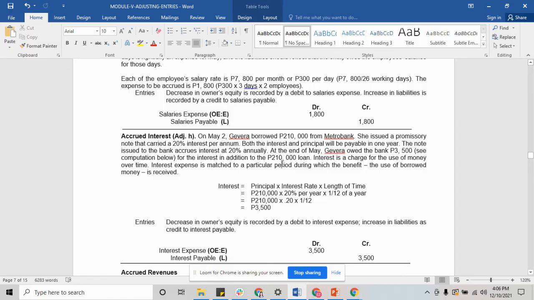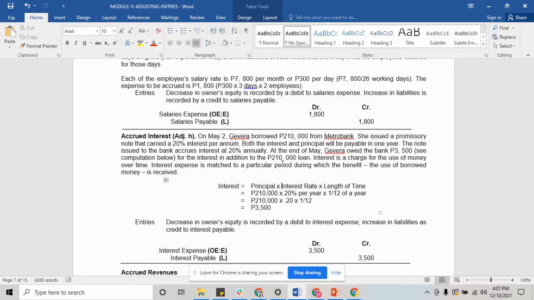Interest is charged for the use of money over time. Interest expense is matched to a particular period during which the benefit of the use of borrowed money is received. Okay, so how will we compute the interest which should be recorded in the books?